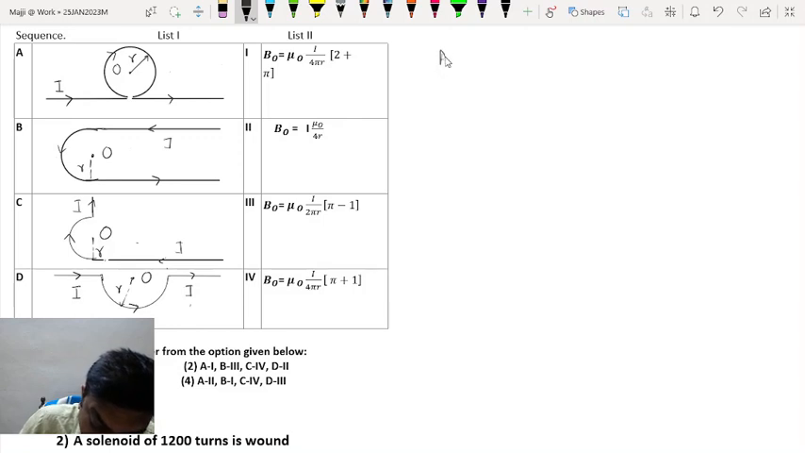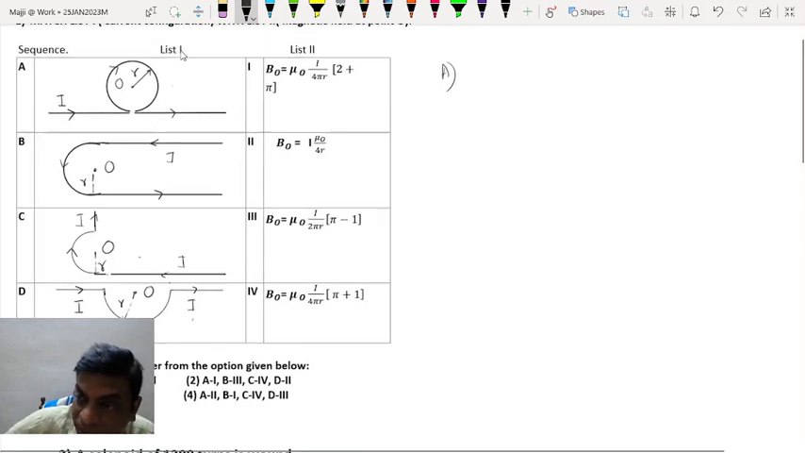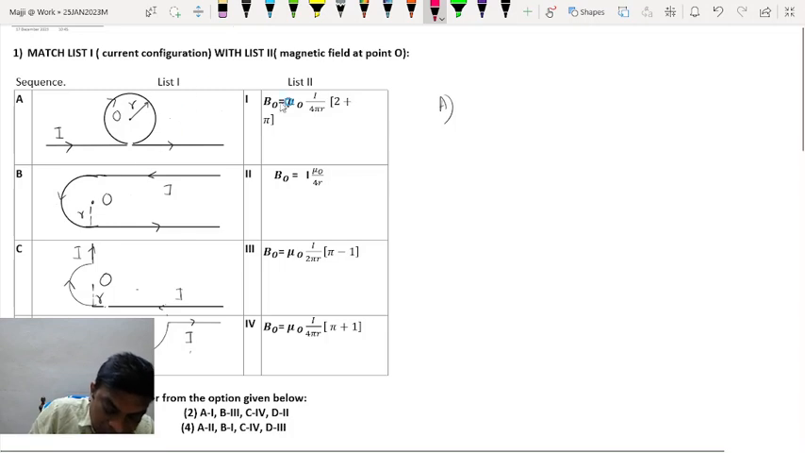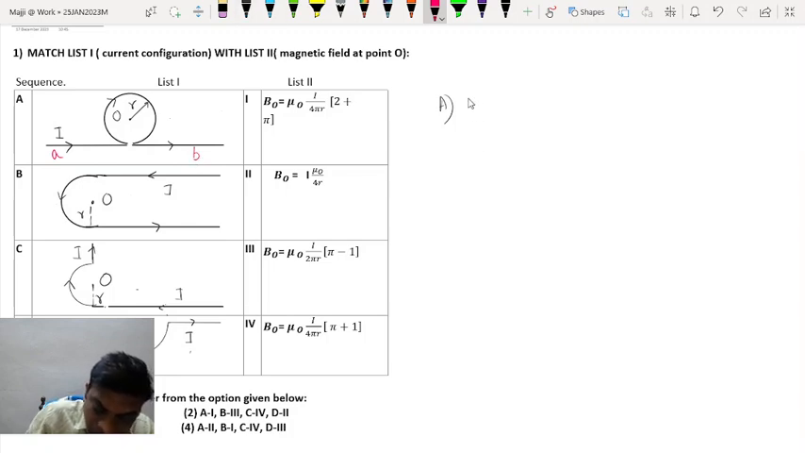So let us match A. In these kinds of questions, the best piece of advice is to subdivide everything into circular arcs and straight parts, because we have only two formulas other than solenoid and toroid. One for a straight wire, another for a circular wire or an arc. So I'll take the straight wire as AB. So B due to AB.